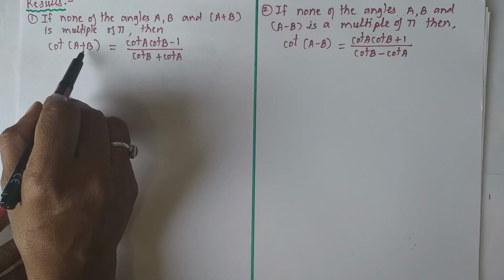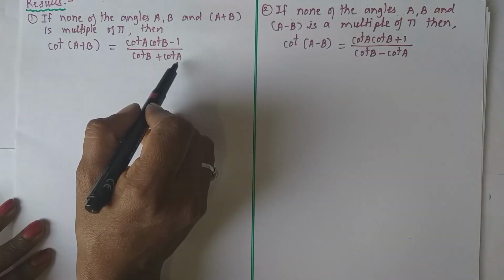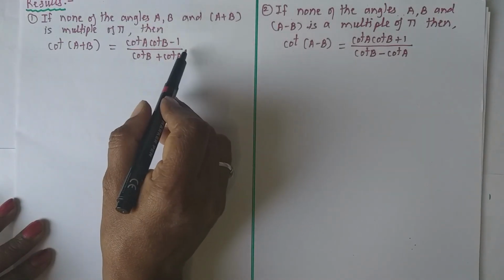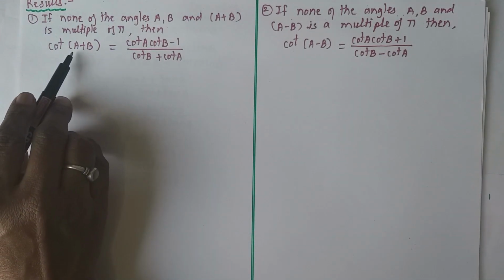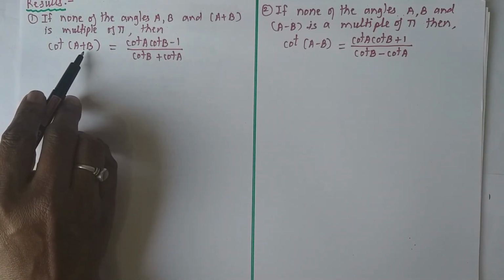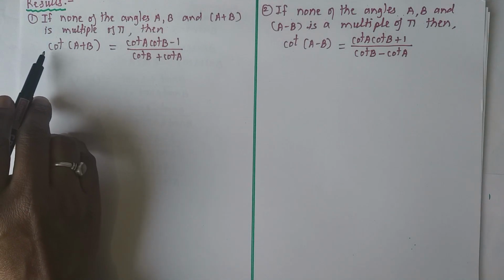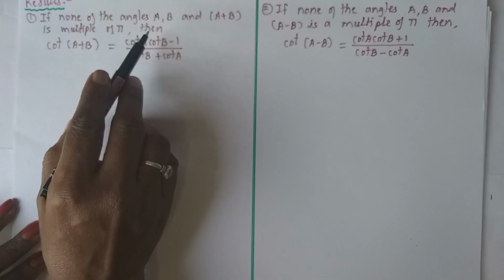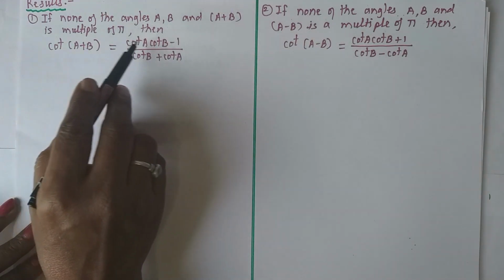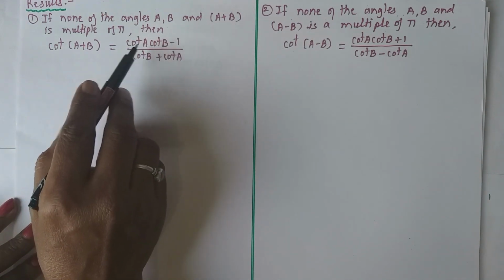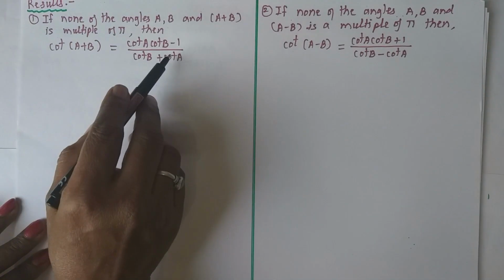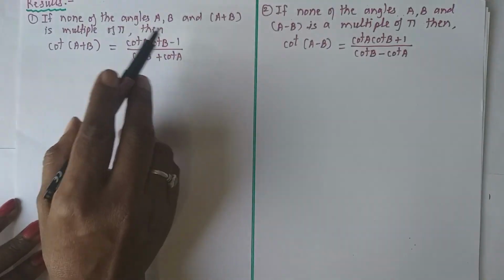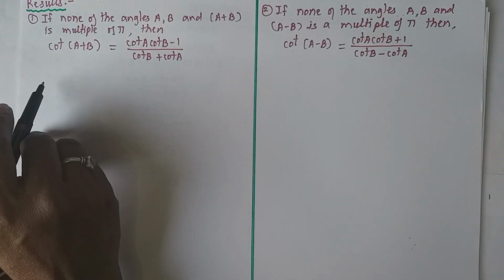If I keep the value of A as pi or a multiple of pi, then the right hand side becomes not defined. If I keep the value of A + B as pi or a multiple of pi, then the left hand side also becomes not defined. Therefore, if angle A, B or A + B is a multiple of pi, then this function is not defined. Therefore, we have written that none of the angles A, B and A + B should be a multiple of pi.